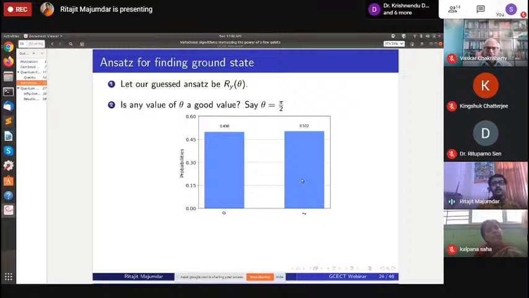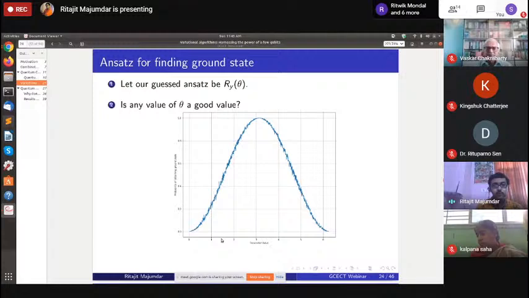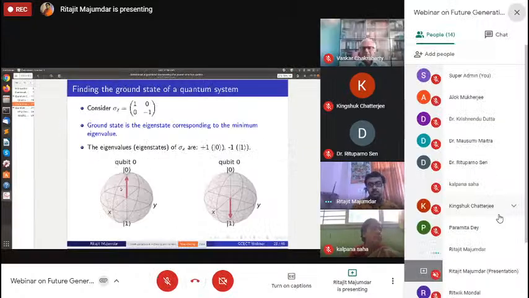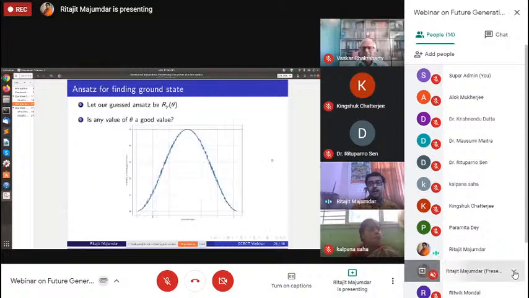It is not a good idea if I have a circuit that will give me, say, in 100 times, 50 times 0 or 50 times 1. So I want the probability of getting 1 to be very high. And if you just work out, this is a very simple simulation, you can see that there are indeed values of theta just beyond 3. It is 3 point something, just beyond 3, that will give you exactly probability 1, that is, with certainty you will get the ground state, that is the state 1, this quantum state 1.